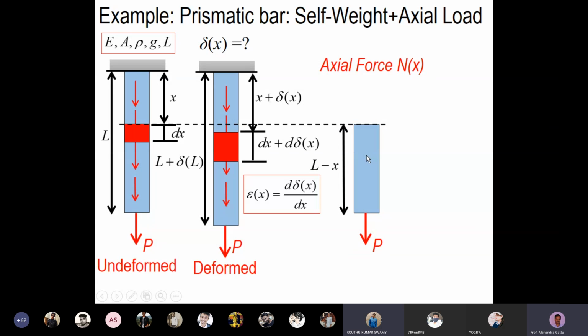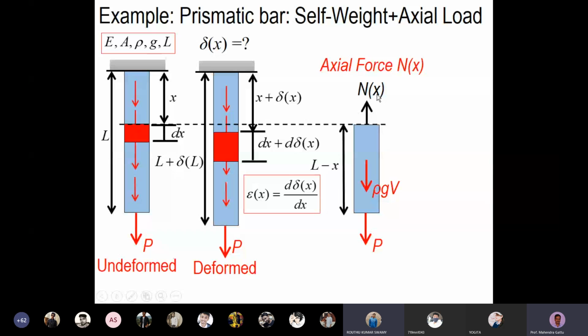Weight. Yes, it is the weight of this bar. The weight of this bar is taken as volume of the bar times rho times g. Rho times volume will give mass, and mass times g is the weight. So the weight of the bar is acting down. Then at this cross section, we have our axial force N of x, acting in the upward direction.